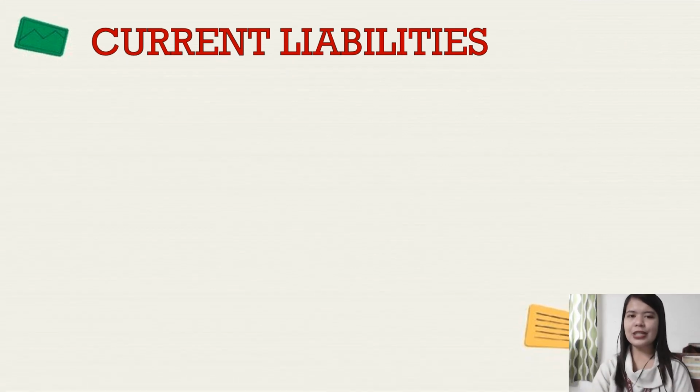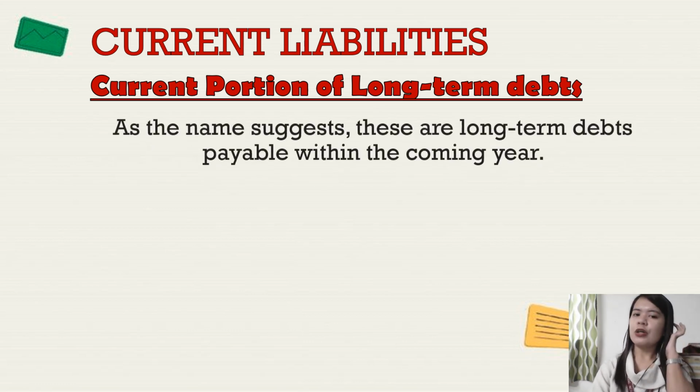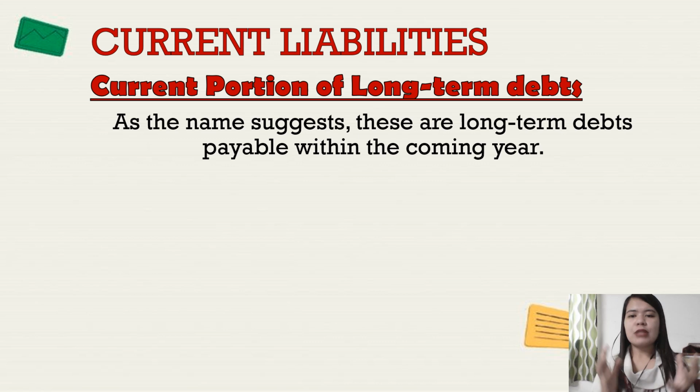Also under current liabilities, we have the current portion of long-term debts. So dito, halimbawa may utang ka na 10 million. Tapos, ngayong taon, you are going to pay 1 million. So, pasok siya kay current liability kasi nga, portion lamang siya nung iyong long-term na pagkakautang. So, these are long-term debts payable within the coming year.